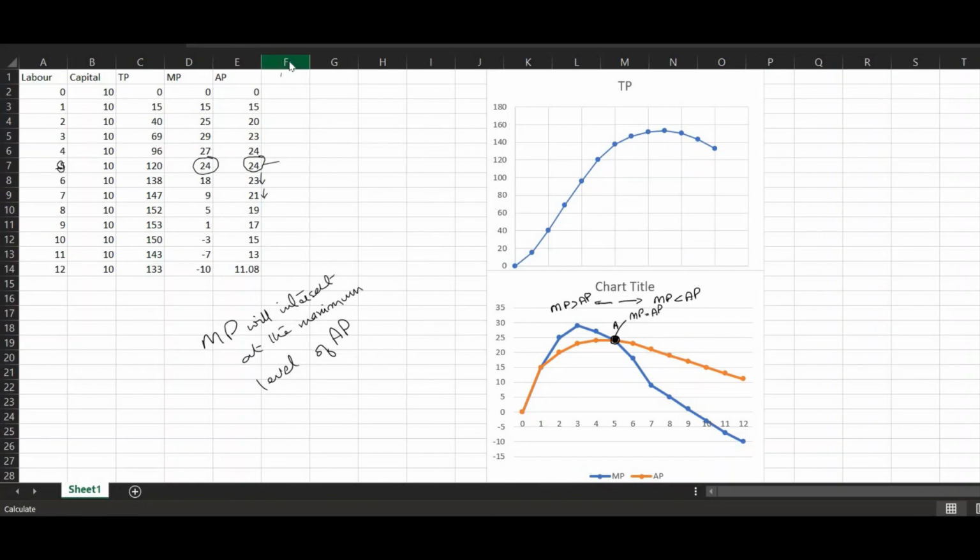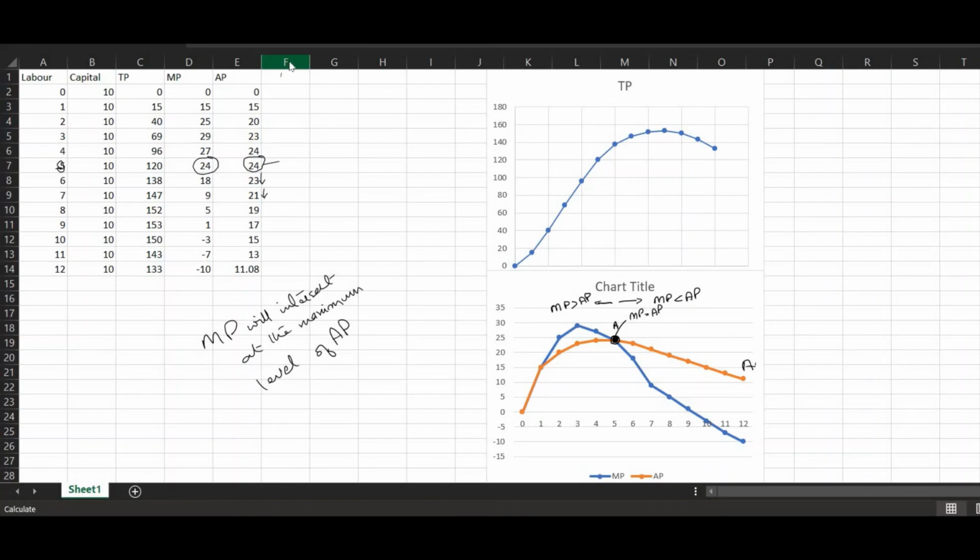The relationship between the marginal productivity and the average productivity is that average productivity increases whenever the marginal productivity is above it, and when marginal productivity has started to decline, average productivity will start to decline only when the marginal productivity intersects with the average productivity. Then average productivity will also start to decline.